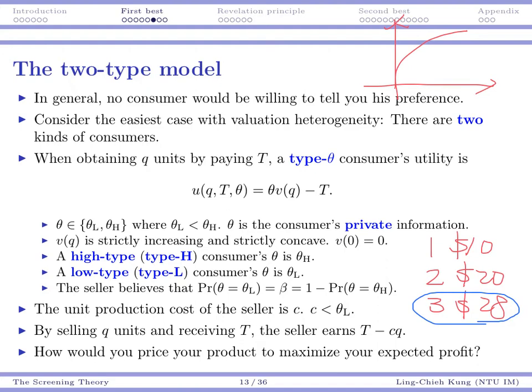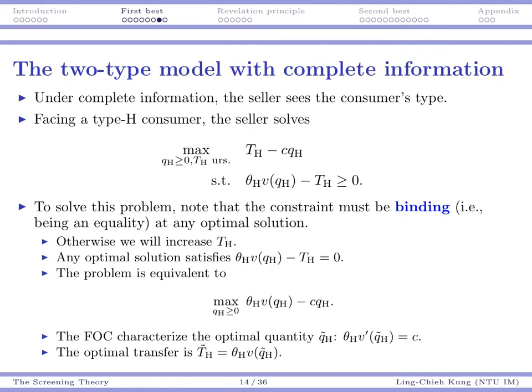So you are facing a pricing problem about how to price different quantities so that you can maximize your expected profit. So how may we do that? Suppose I have complete information. Then when a consumer comes into my store, I see if he is type H or type L. Suppose this guy is type H. Then I know I should solve this problem. I should try to sell him a certain quantity QH and charge him a certain price TH. Here, URS means unrestricted in sign, so that basically means TH can be positive or negative, but that doesn't matter.